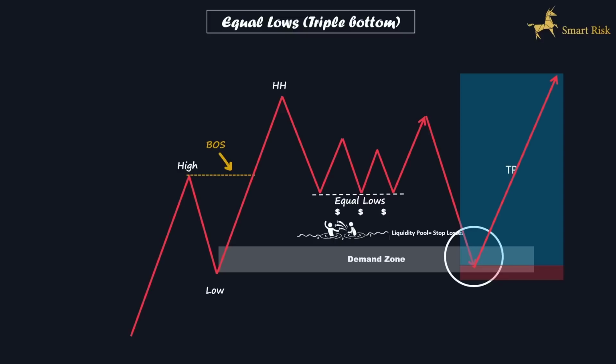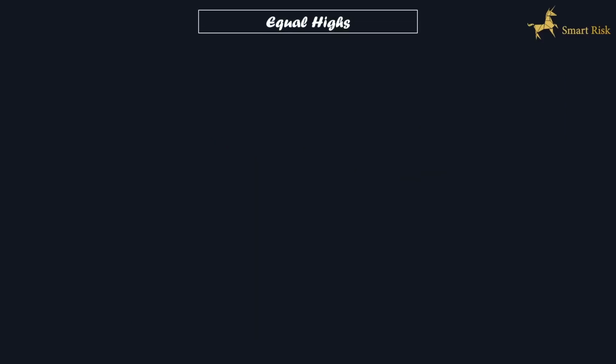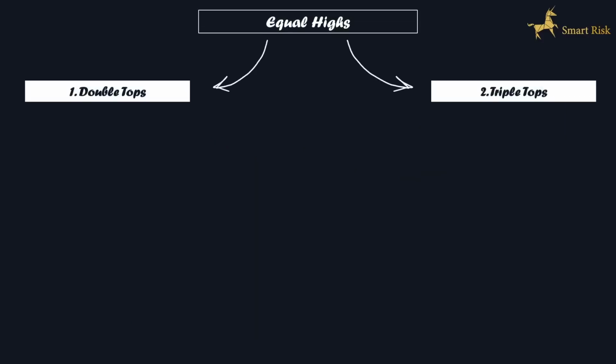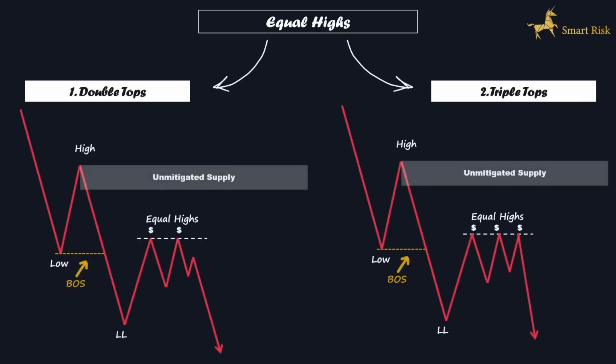Now let's move on to equal highs. As previously discussed, equal highs fall into two categories: double tops and triple tops. If we take a look at this double top pattern on the left side, it's clear that the bears are in control. After breaking the recent structure to the downside, the price rallied back up and formed two equal highs near the unmitigated supply zone associated with the BOS's wave.